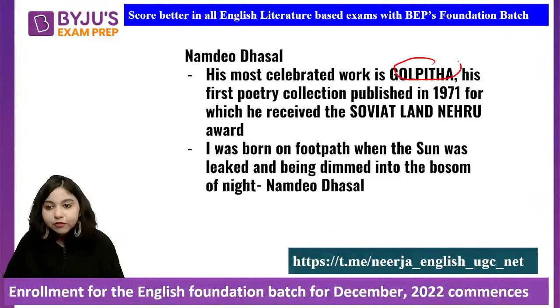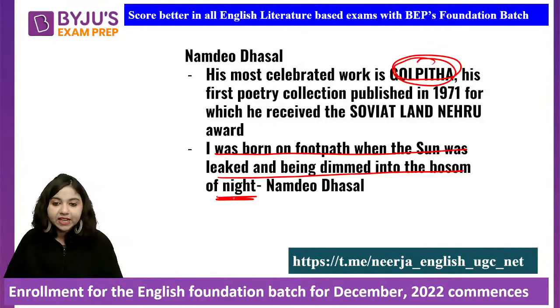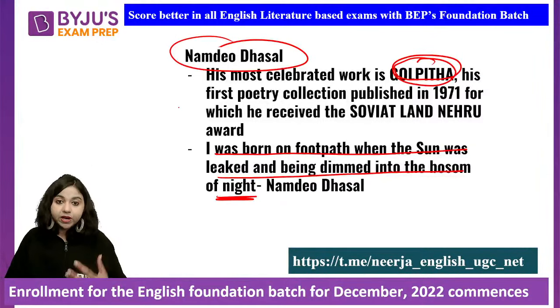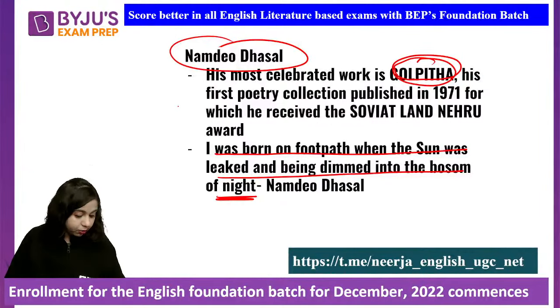Golpitha is again the first important poetry collection. Namdeo Dhasal: I was born on the footpath when the sun was leaked and being dimmed into the bosom of the night. So he's a poet, right? Namdeo Dhasal is a poet using common idioms, writing important works in very common languages altogether for all of us, right?